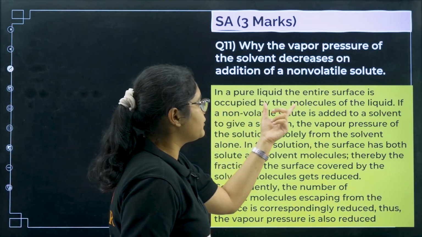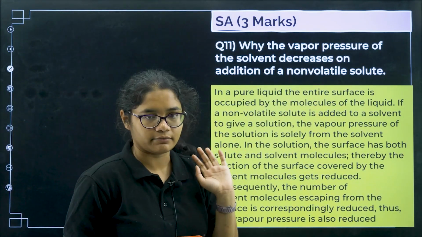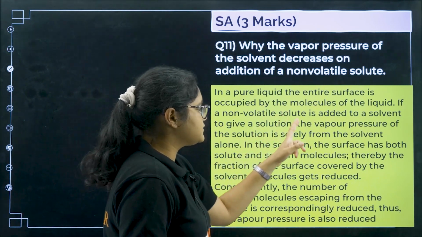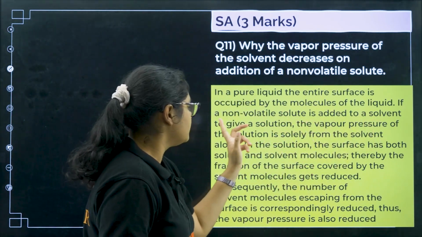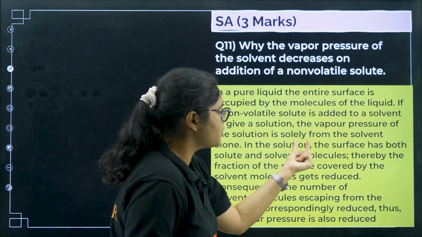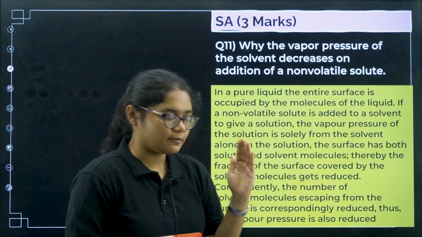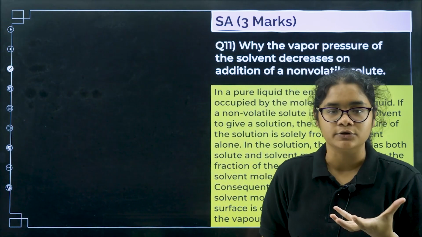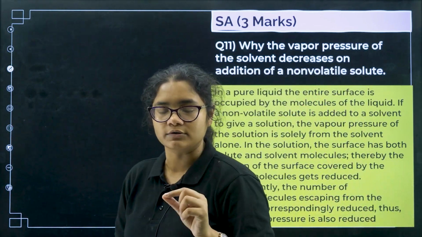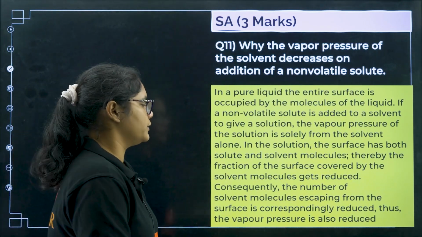In a pure liquid, the entire surface is occupied by the molecules of the liquid. If a non-volatile solute is added to a solvent to give a solution, the vapor pressure of the solution is solely from the solvent alone. The solute is non-volatile, so whatever vapor pressure is created in the solution after adding solute is also due to the presence of solvent molecules only, right?